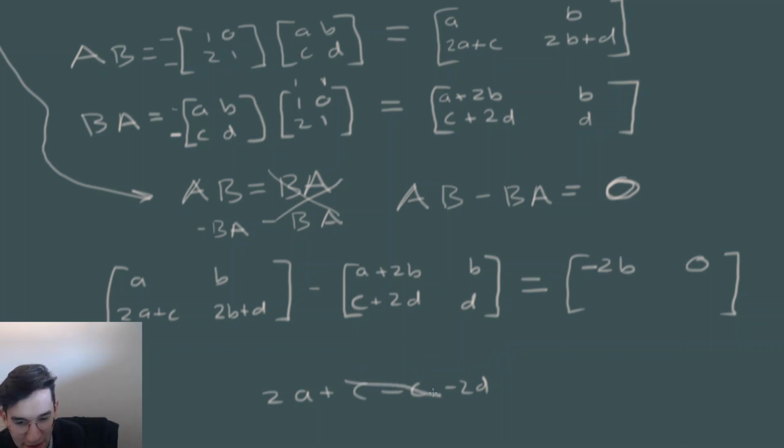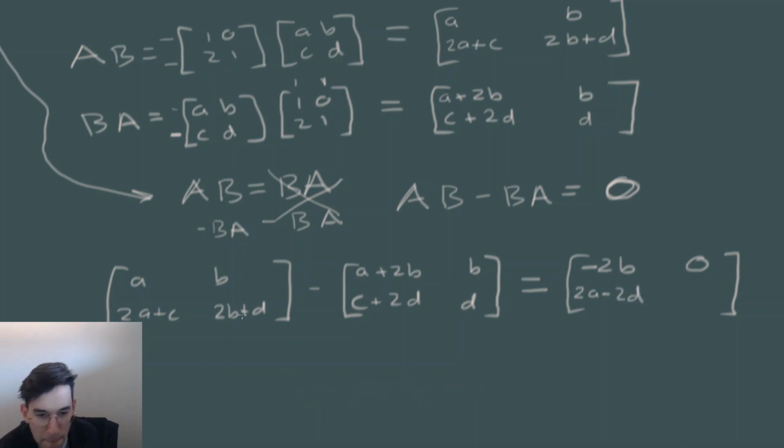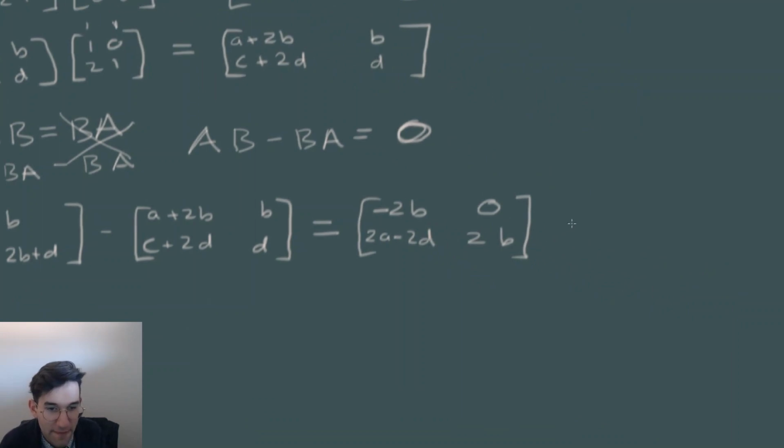All right, the two C's are going to cancel out. So now we get 2A minus 2D here. Okay, and last and least, just kidding, minus D. All right, these two D's are going to cancel out. We're just going to get 2B here. So this bad boy equals 0.